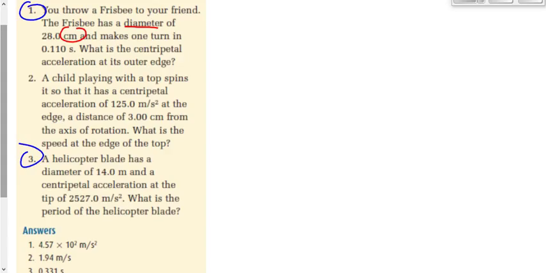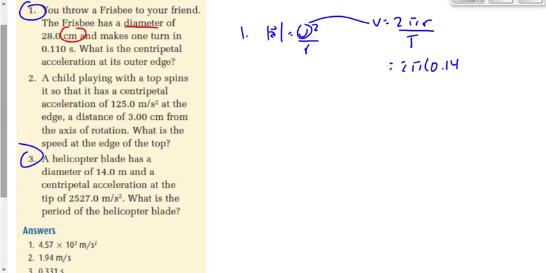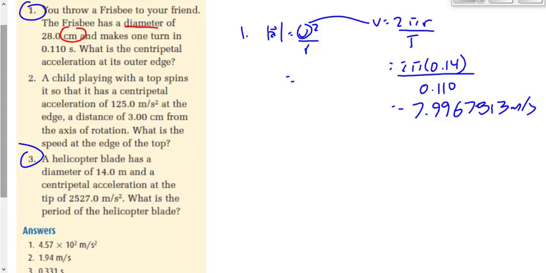So we're going to draw attention to both of those things. We want to find the centripetal acceleration at the outer edge. So we're going to say, for this question, a equals v squared over r. That's centripetal acceleration. We don't know what v is, so let's find it. v is equal to 2 pi r over T. 2 times pi times 0.14 divided by the period of 0.110. I think when we do that, we get 7.99. Was that right? What's the unrounded number there? 7.99. What was it, sorry? 7.67813. Thank you. Now we're going to square that.